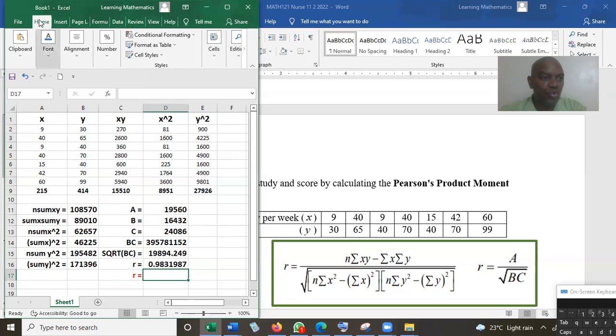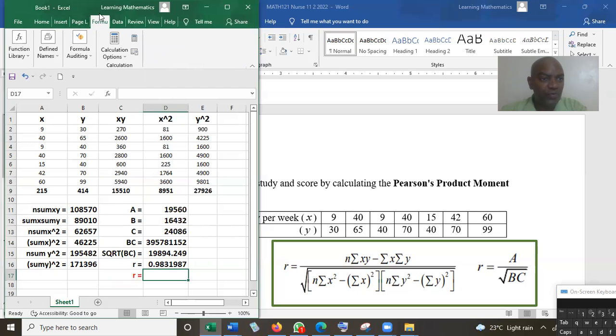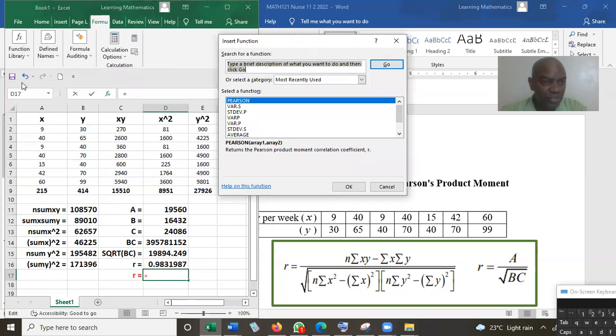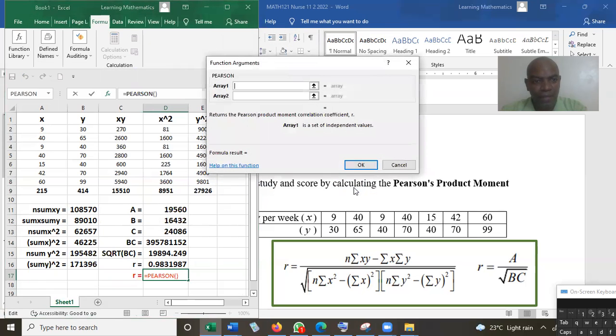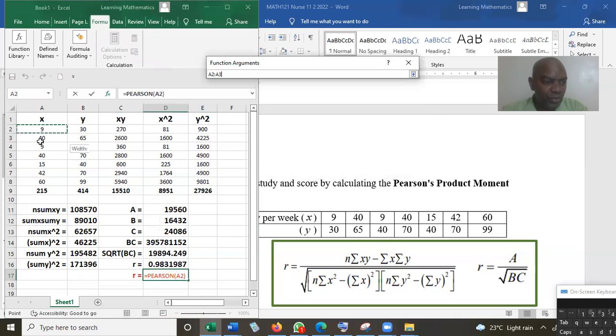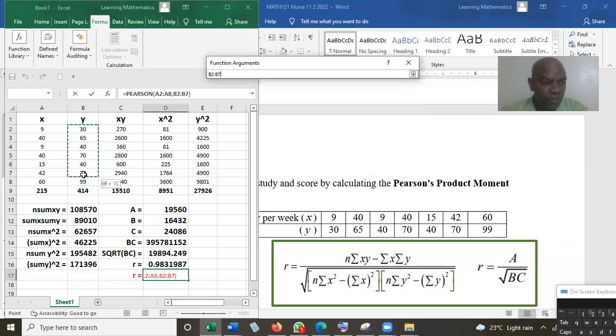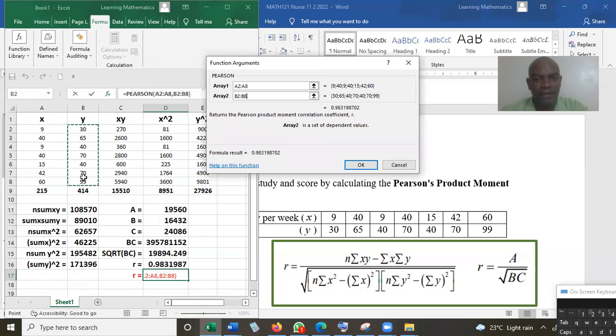And then we go to formulas. You go to function library, and you go to insert function. Make sure it's insert function, and you see Pearson right there. Then you click OK. Then you go to the first array, which is in A, from A2 to A8. The second array of numbers, that's the dependent variable, that's the Y, that's score, from B2 to B8. And here it is, automatically calculated.